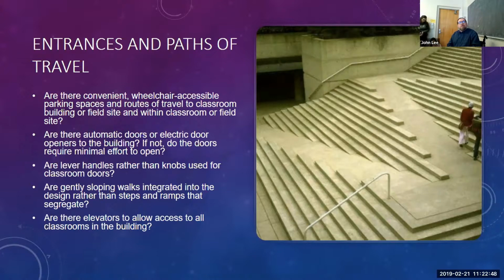So path of travel is that gradient as well as the actual clearance of the width and the type of surface. Are there automatic doors or electric door openers to the building? And if not, do the doors open and require minimal effort to open? Can you guys think of any doors on campus where it's extremely difficult to open? Yeah. So those might be ones where facilities can look at how we can minimize the effort that it takes to do that. Because if you've ever been on crutches, you can probably appreciate how difficult it is to get in and out of doors.